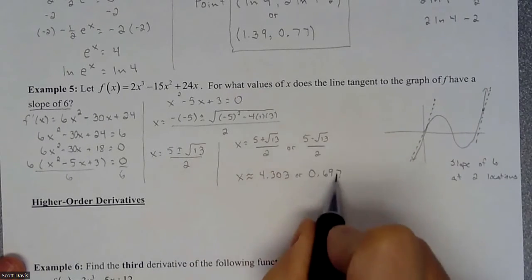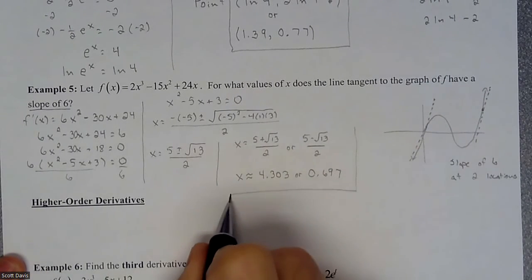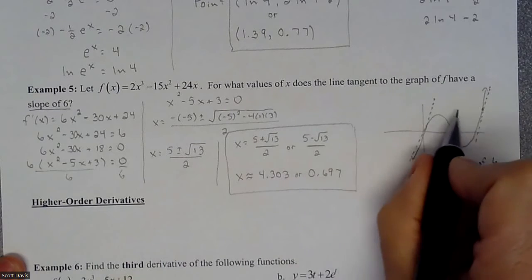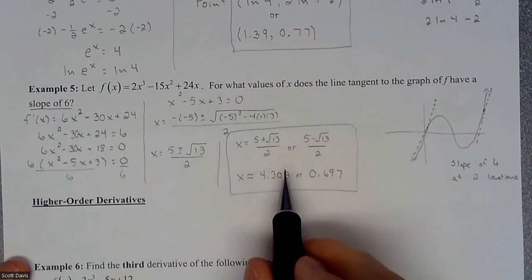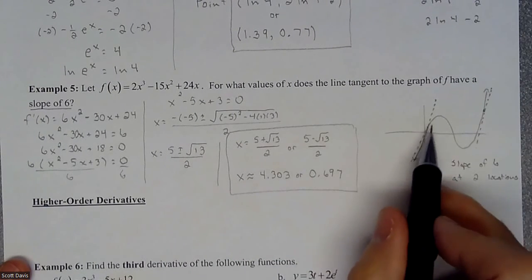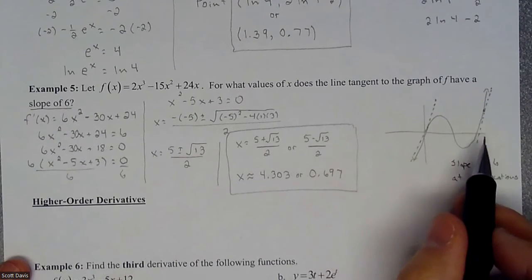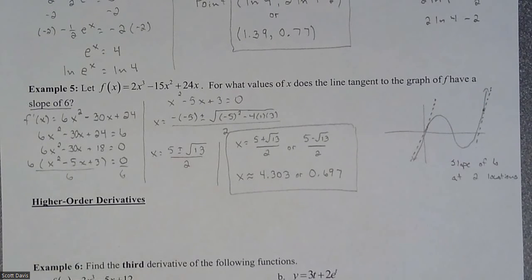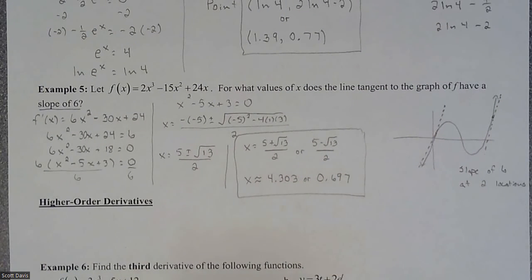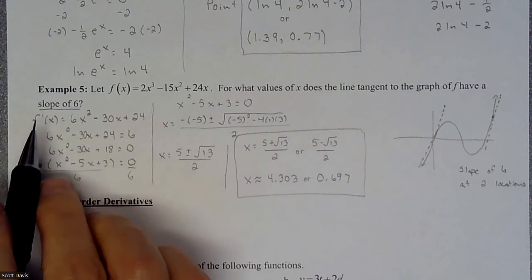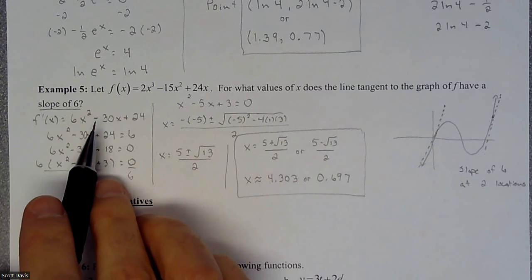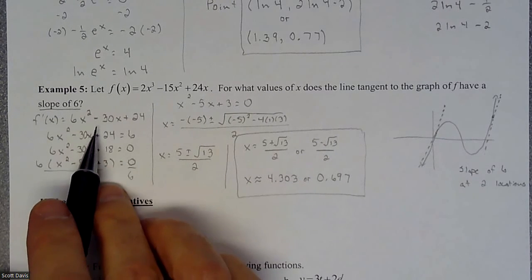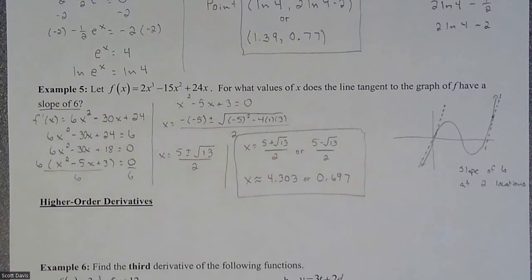So here are our exact answers. Here are our approximations. If I really wanted to graph this accurately, I could use the decimals to pinpoint where these x's actually line up. So that was us finding a slope of 6: finding a slope equation by doing the derivative, setting it equal to 6, and finding those solutions.